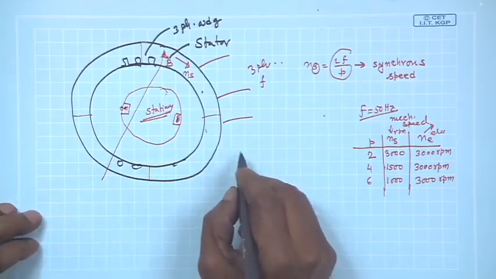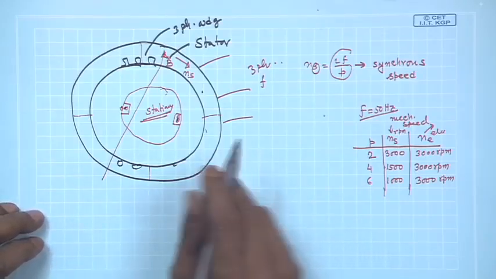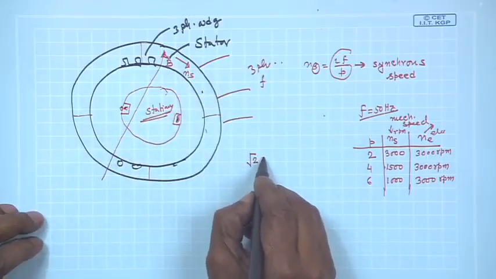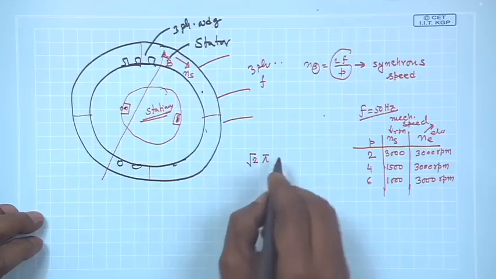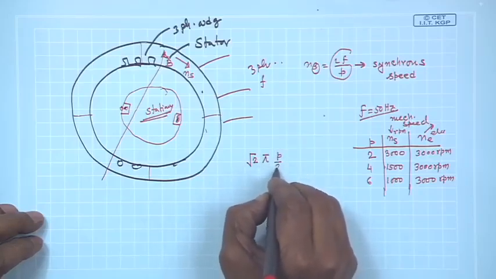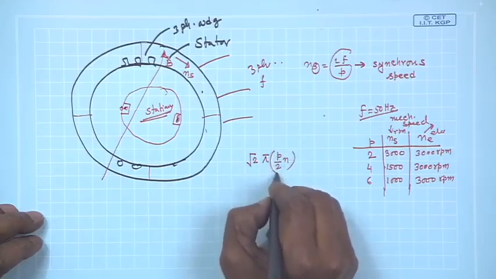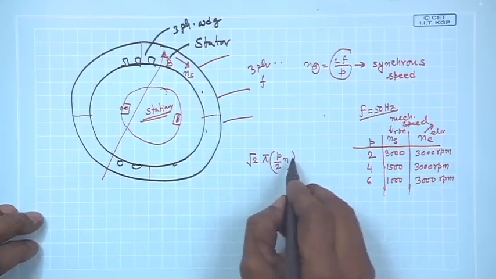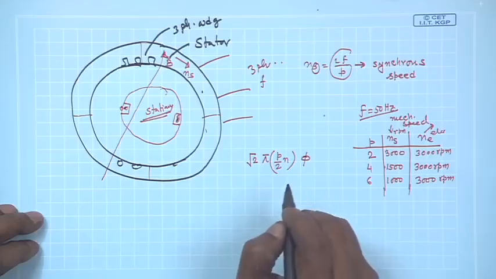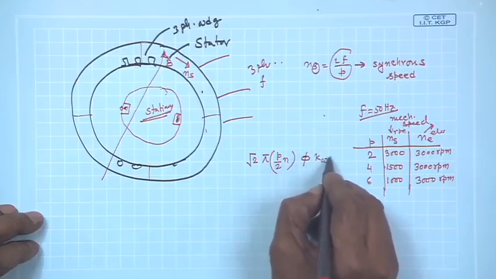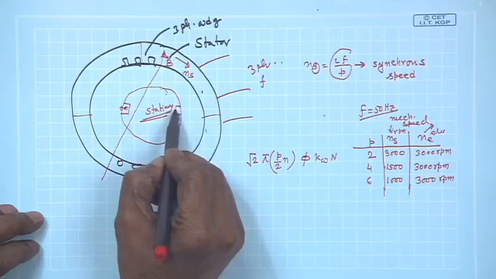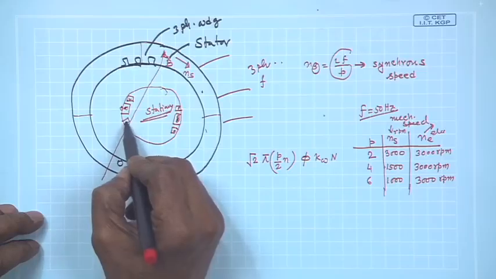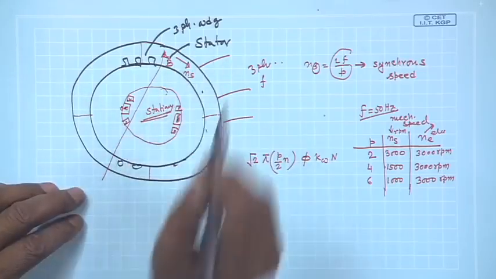You know, the magnitude of the voltage in a coil, the RMS value of the voltage, is root 2 pi, p by 2 into n, root 2 pi phi k_w into N, because these windings, these coils may be distributed, I do not know. Suppose a single phase coil, distributed coil, it is stationary.